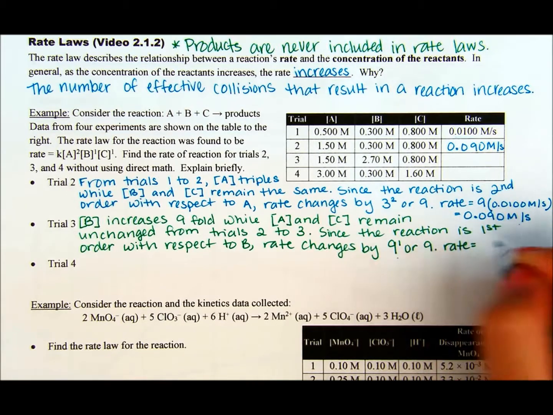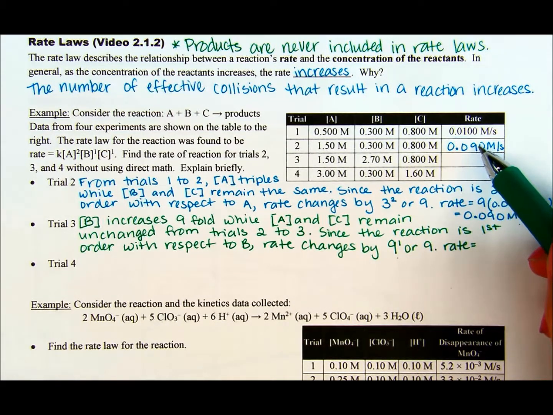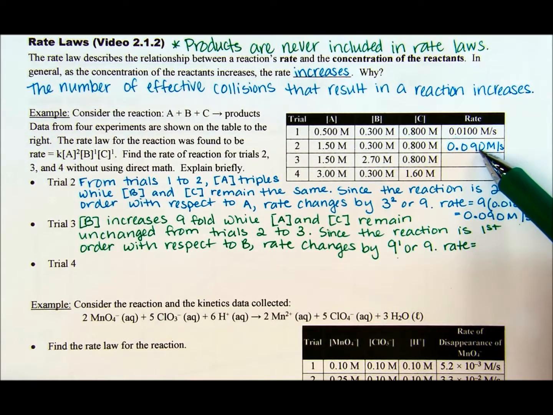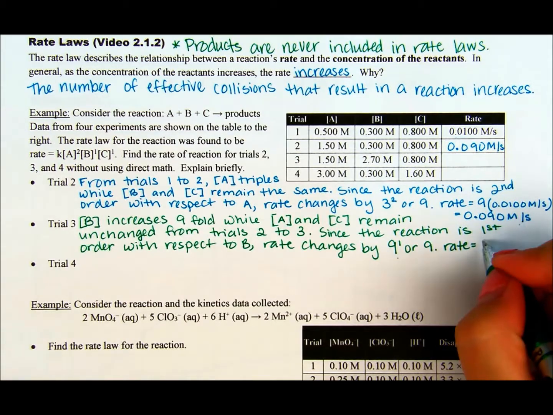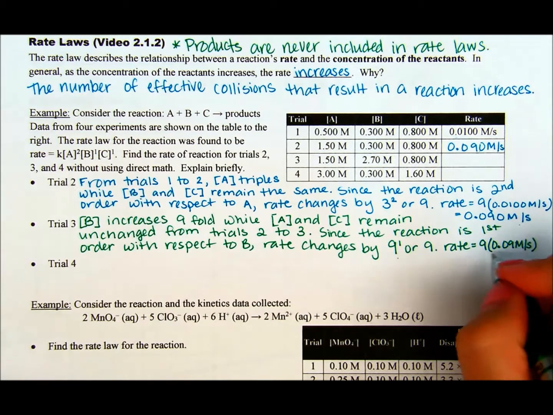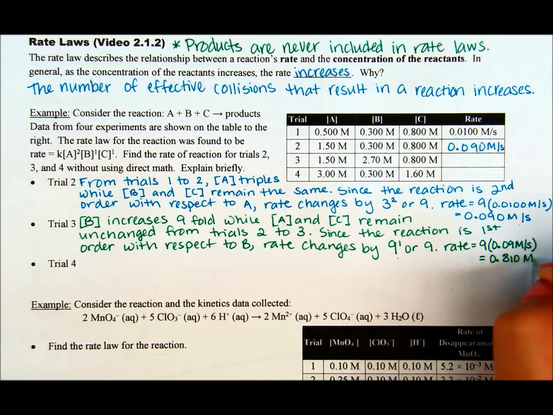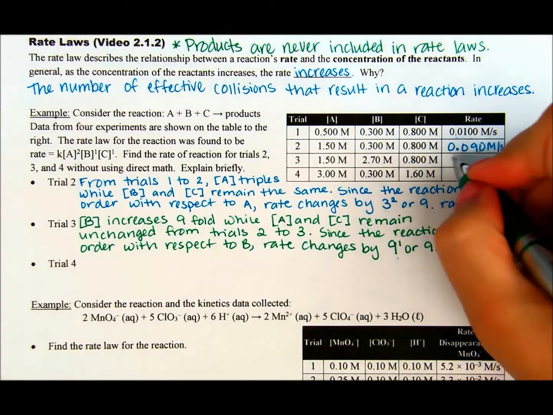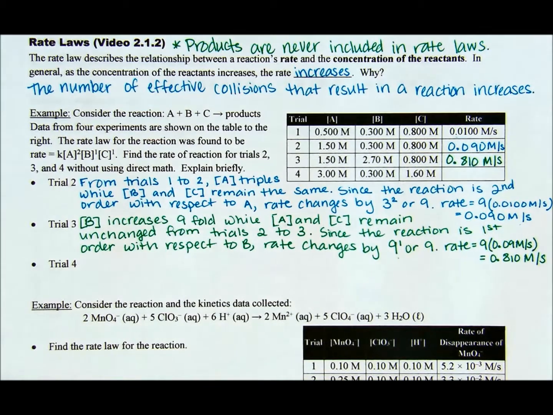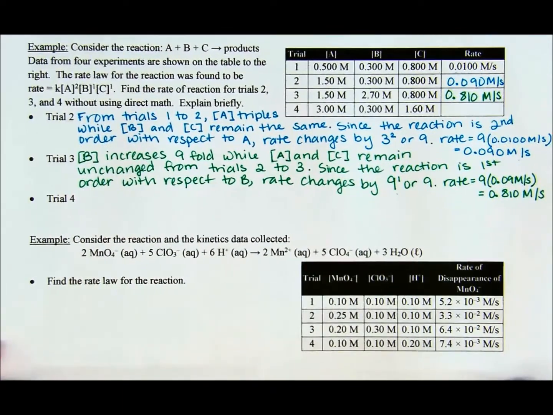So the rate is going to be equal to 9 times whatever it was on trial 2, because remember, we're comparing trials 2 and 3, so we're going to multiply it times this trial 2, what it was before. So rate equals 9 times 0.09 molar per second, and that should be 0.810 molar per second. So I'm going to go ahead and write that up here. 0.810 molar per second.